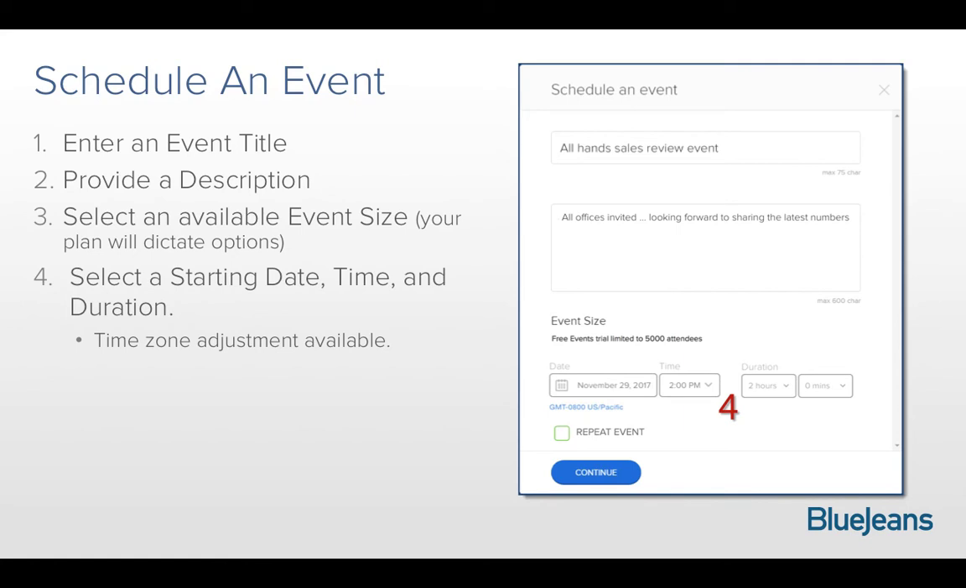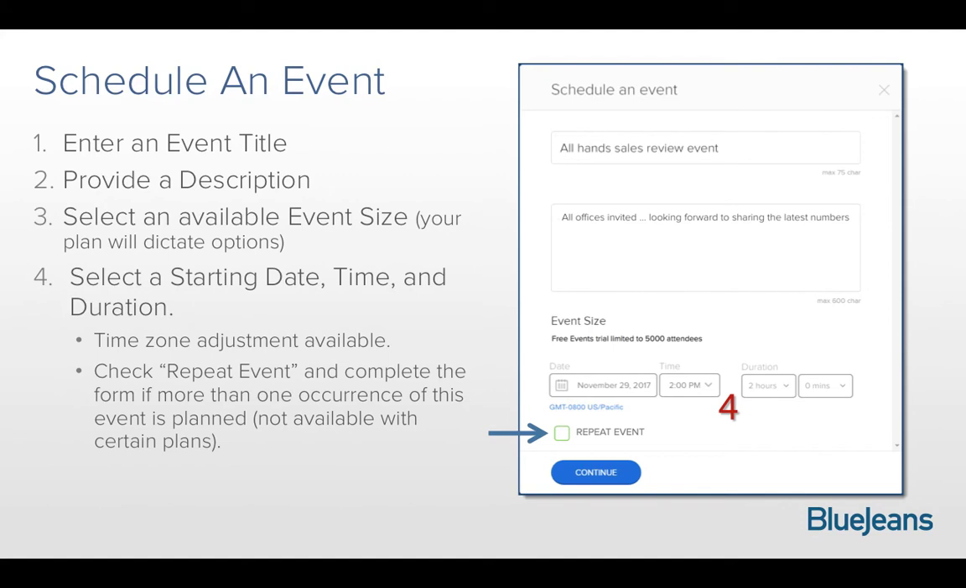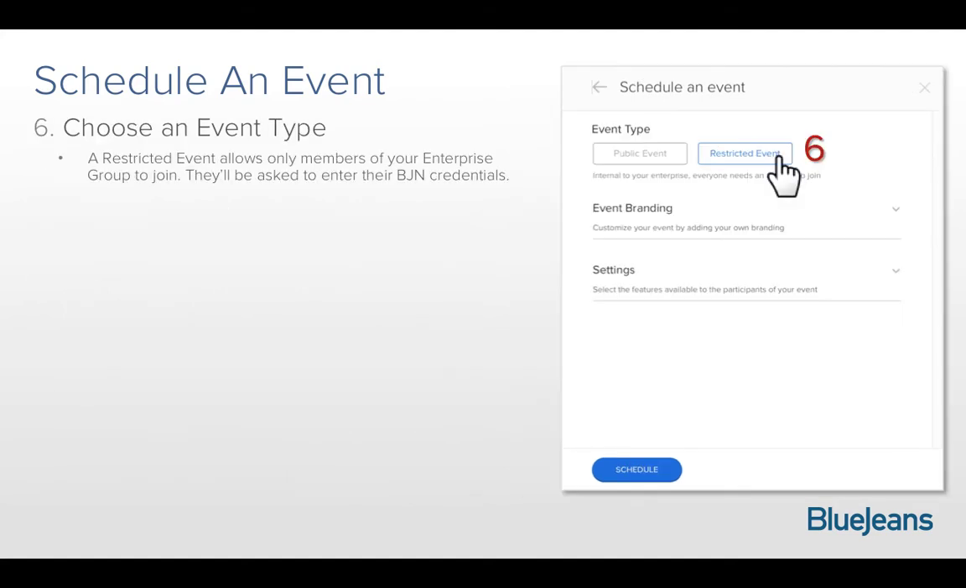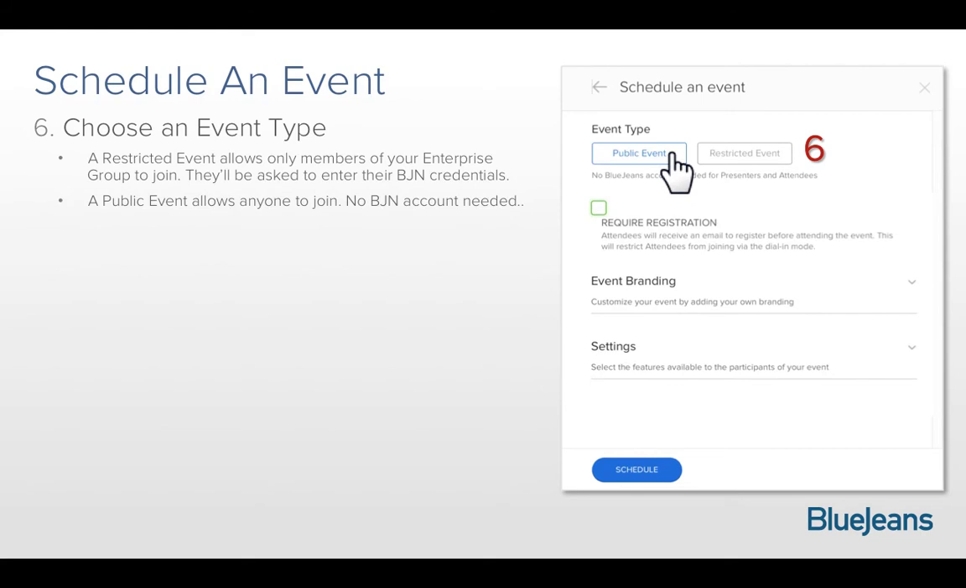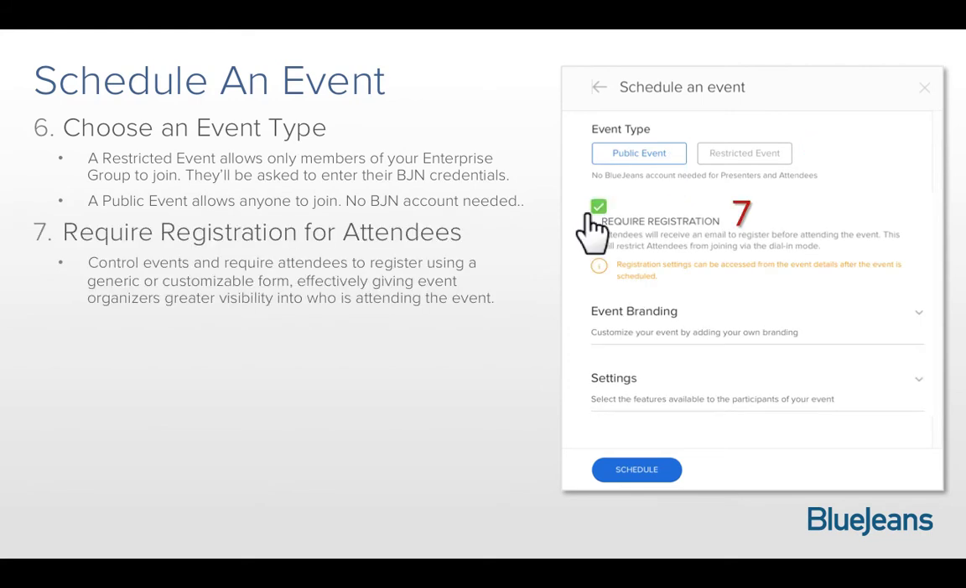The event will not end if you run long. Mark as a repeat event if needed. Click Continue. Choose if this is a restricted event where only members of your enterprise group can join, or a public event, open to anyone. Check if you want to require attendees to register.